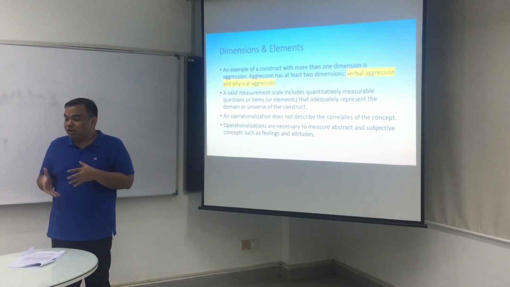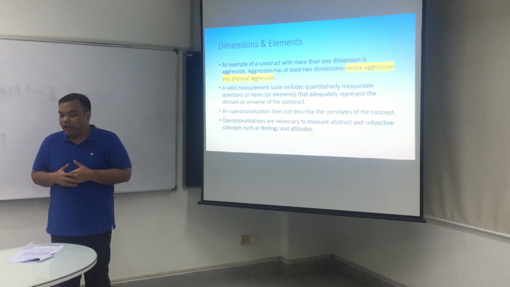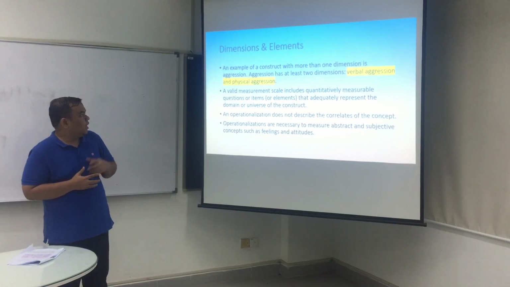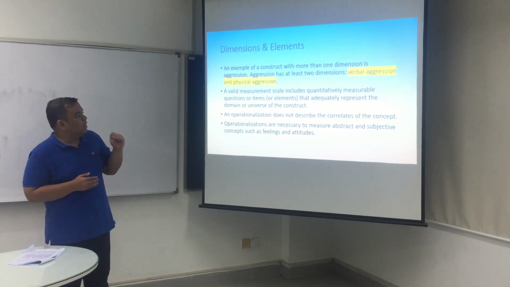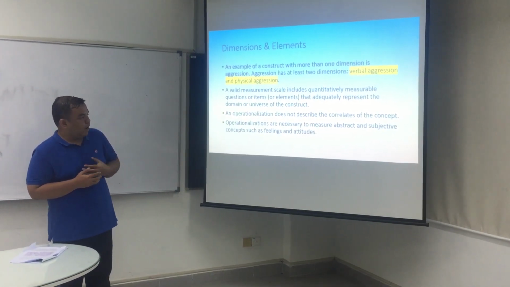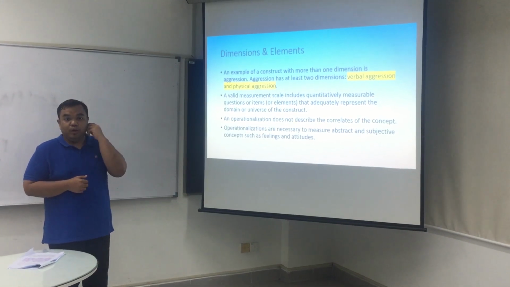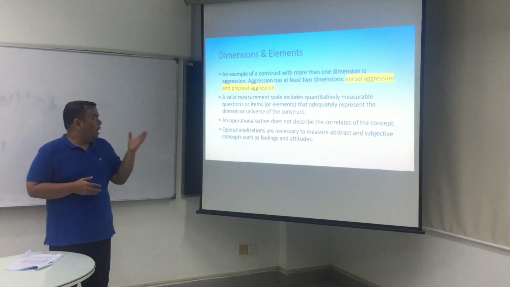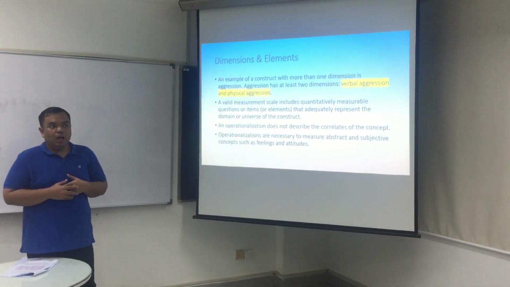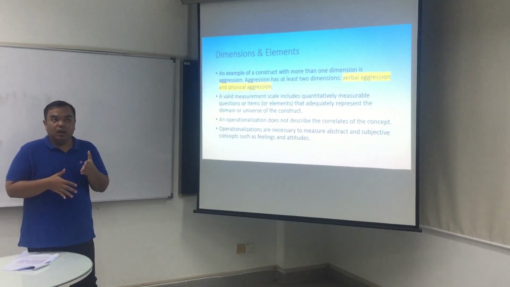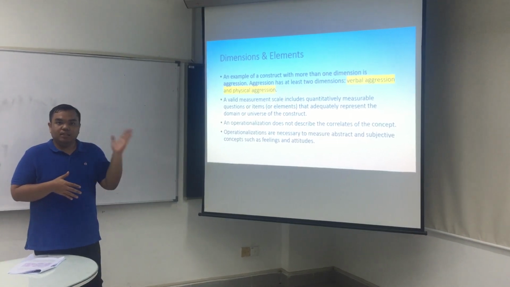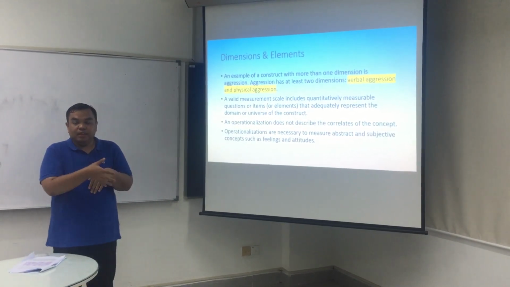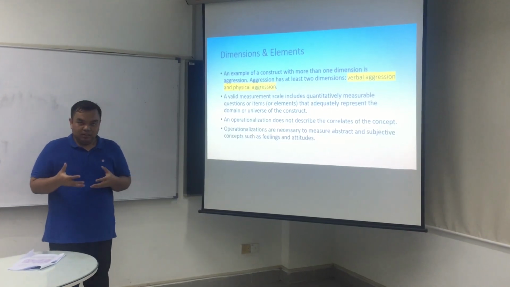Next is a dimension or an element. An example of a construct with more than one dimension is aggression. Aggression has at least two dimensions. Verbal aggression, which is when we shout or we talk, we use verbal. And physical aggression, that Dr. Kuku gave as an example in the last class, which is when we pinch our friends, he feels the pain. Something like that.